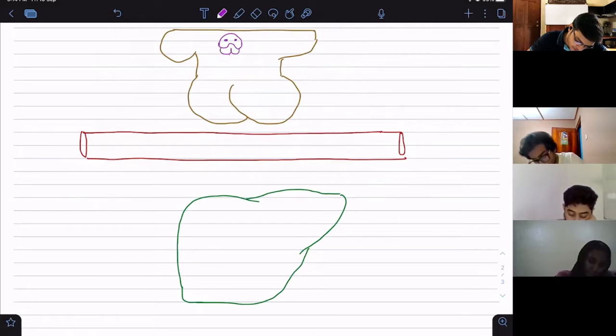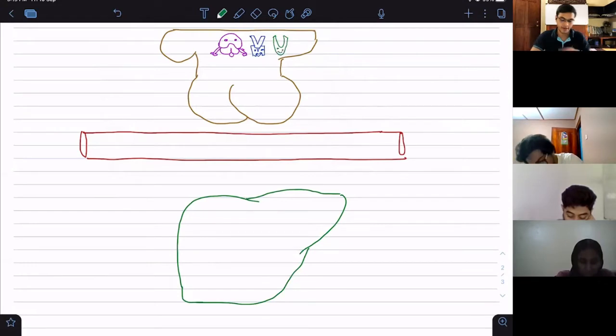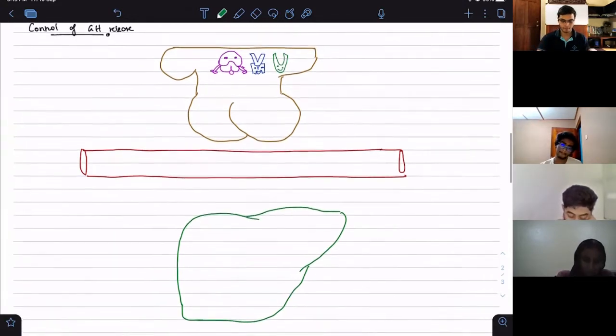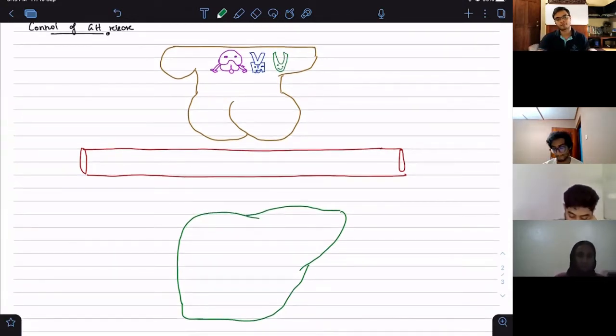If you all remember the structure, right? Arcuate nucleus. Then we had ventromedial nucleus. Okay, and finally, what did we have? Periventricular. These are the 3 nuclei we talked about yesterday, right? All good.